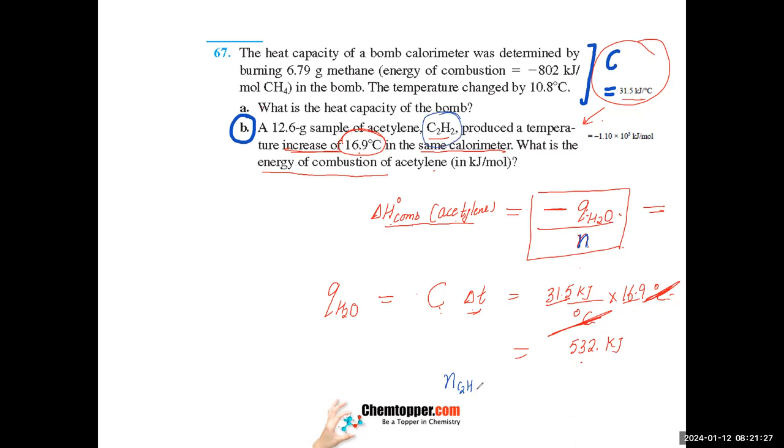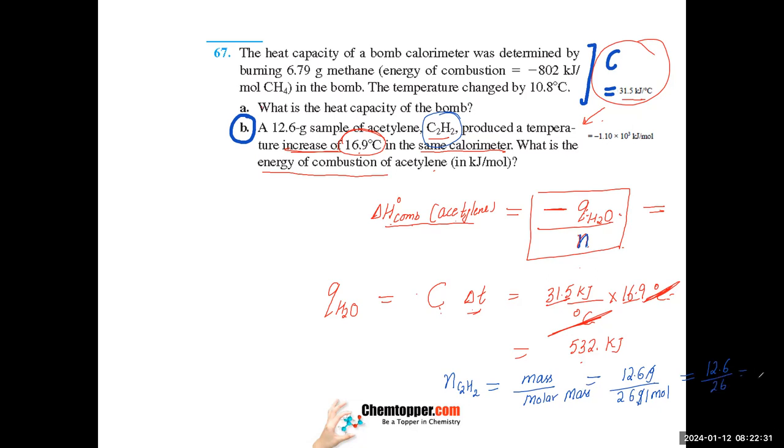Acetylene, the formula is given, so we can calculate. Yes, very good. The mass of the acetylene divided by molar mass. All of you know this equation very well. You divide mass by molar mass, you get moles. Mass is 12.6 grams. Molar mass of this C2H2: look at the periodic table. 2 carbon plus 2 hydrogen, 24 plus 2, 26 grams per mole. See, Naisha is writing with the correct unit also. Grams and grams cancel. So it is 12.6 divided by 26.